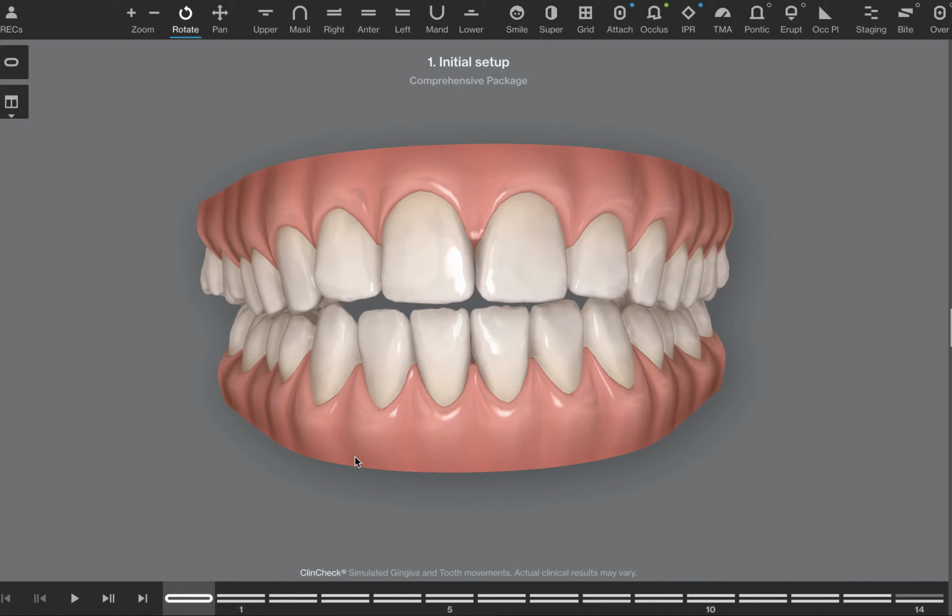Therefore, it's not uncommon, and I would expect that we're going to have to do another scan, sometimes multiple scans, and order a new set of trays because the trays that are fabricated are based upon this computer model. It's very good, but it's not perfect. All right, so what we see here in the treatment proposition isn't necessarily what we're going to see.